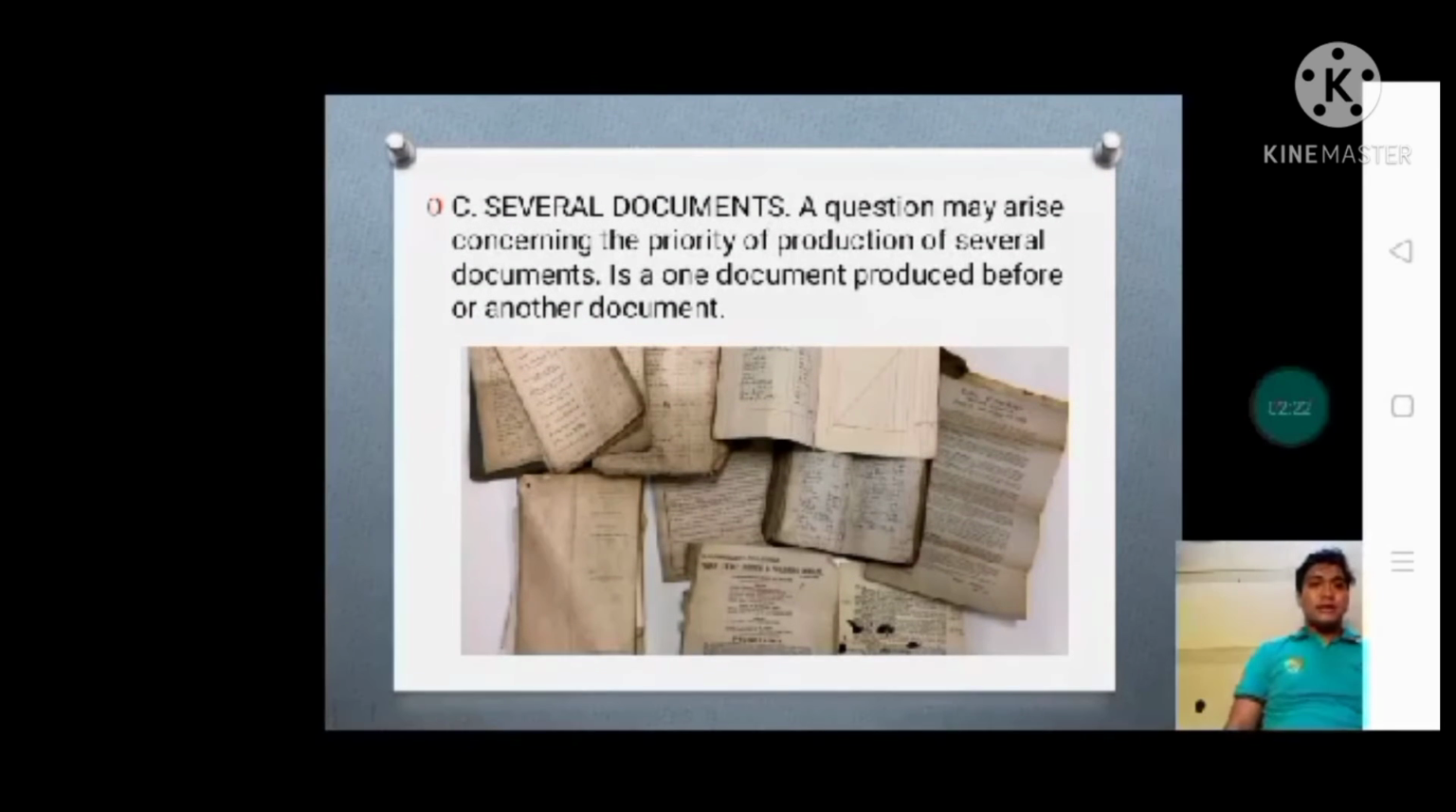Several documents: a question may arise concerning the priority of production of several documents. Is one document produced before another document? Several documents naman ay, example, may isang document na ginawa bago pa gawin yung certain na document. Madedetermine doon kung gaano o kailan ginawa yung document na alam natin kung kailan ipinablish.